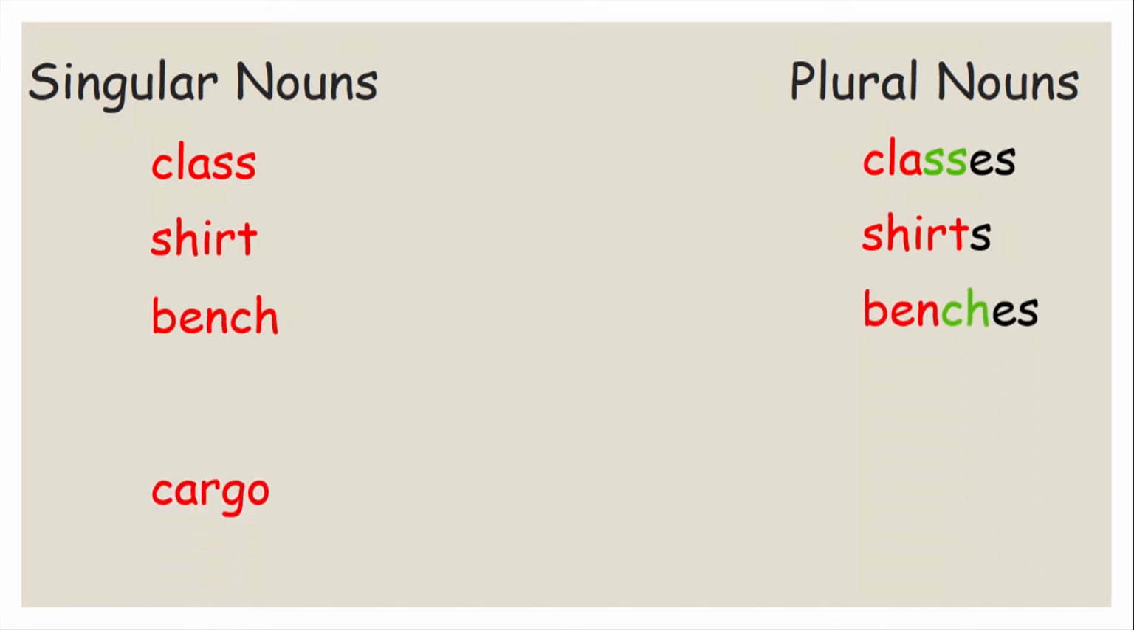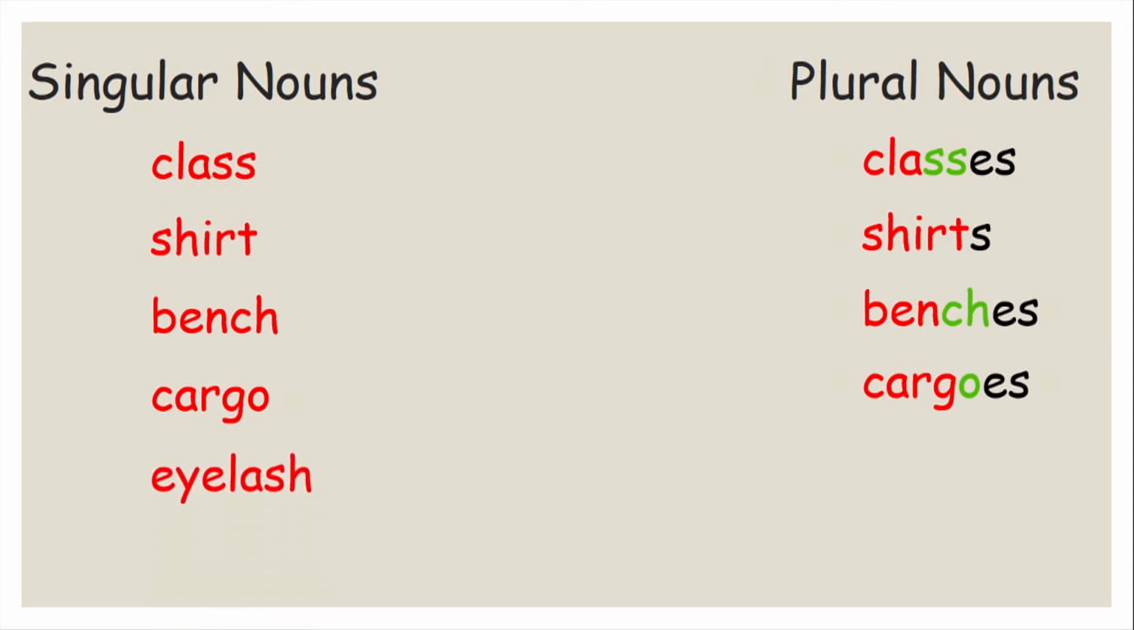Good job. Cargo. Cargo ends with o, and we learned words ending in o, we add es. Eyelash. It ends with sh. So to form the plural eyelashes, we add es. Story. Now let's look at story. It ends with y. And the letter before the y is a consonant, r. To change this to plural, what do we have to do? Change the y to an i and add es.